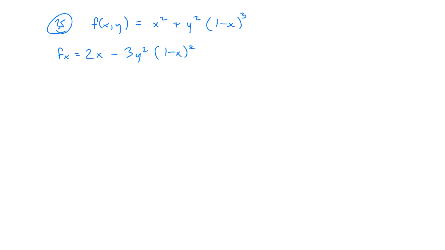So the derivative with respect to x. Derivative with respect to y, that's a 1 minus x quantity cubed in the second one. Set them both equal to 0. In this case, it's probably easier to use the second equation. So using the second equation, what has to be true to make that 0?